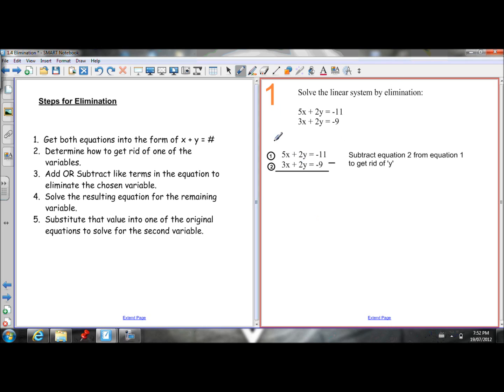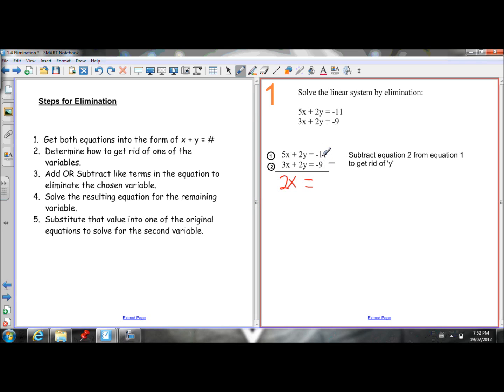So let's look at this. You'll notice both of these have a 2y. So if I subtracted these two equations, I'd have 2y minus 2y. The y's would be gone. Okay? So let's subtract equation 2 from equation 1. Subtract the x's. 5x minus 3x is 2x. 2y minus 2y is 0y. They're gone. I don't have to write anything.